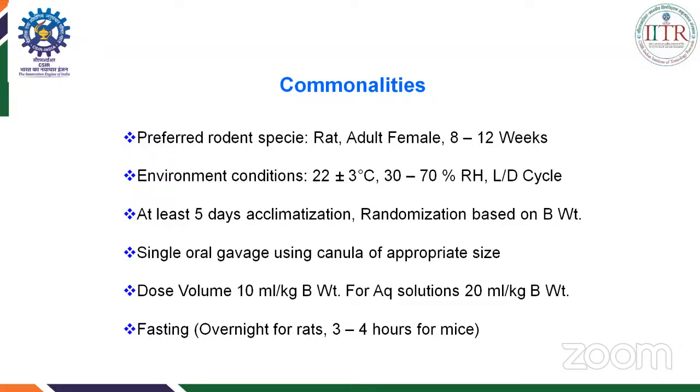Certain commonalities between the guidelines are both are conducted in adult female rats or mice 8 to 12 weeks age, and the environmental conditions, acclimatization, etc. are all similar in both. It is a single oral dose that is given to the animals at the dose volume of 10 ml per kg. If it is an aqueous solution or suspension, you can go up till 20 ml per kg.